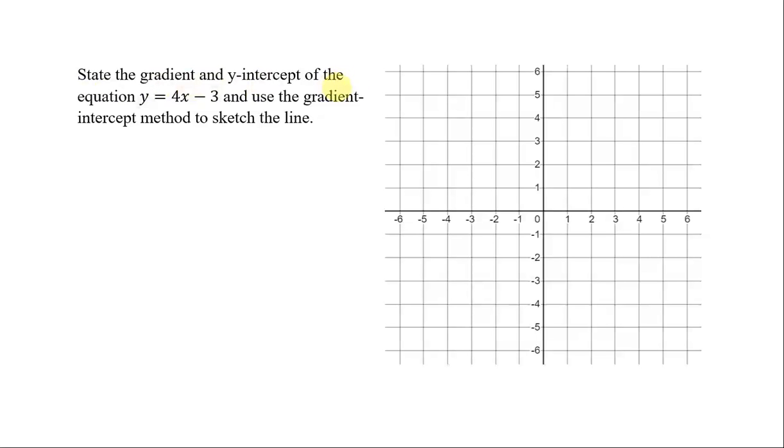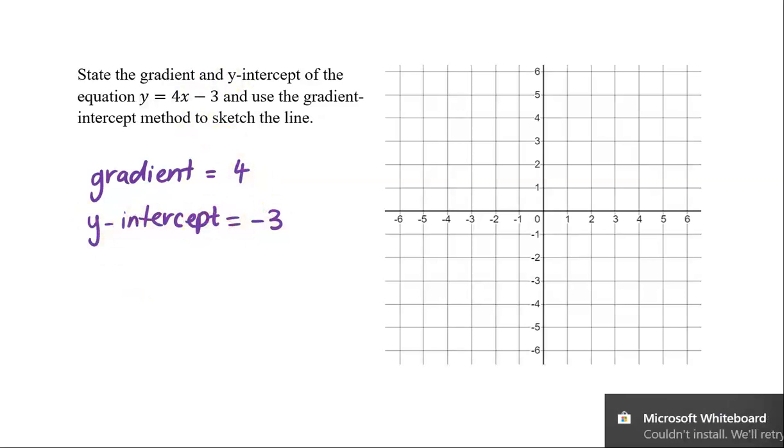State the gradient and y-intercept of the equation y equals 4x minus 3 and use the gradient intercept method to sketch the line. So we know that the gradient is always the coefficient of the x term. So in our case, the gradient is 4 and the y-intercept is always the constant term. So in our case, the y-intercept is negative 3 or minus 3.